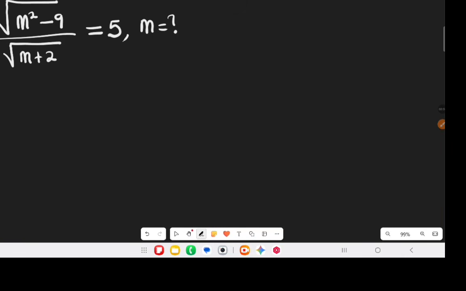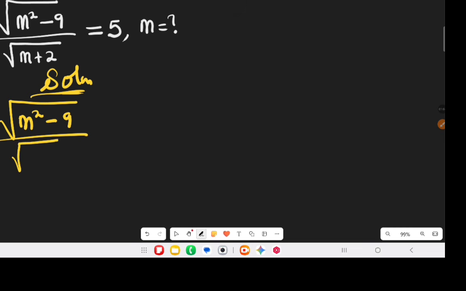Today I'm going to show you how to solve this fractional root equation. We have the square root of m squared minus 9 all over the square root of m plus 2 equals 5. Solution: square root of m squared minus 9 all over square root of m plus 2 equals 5.